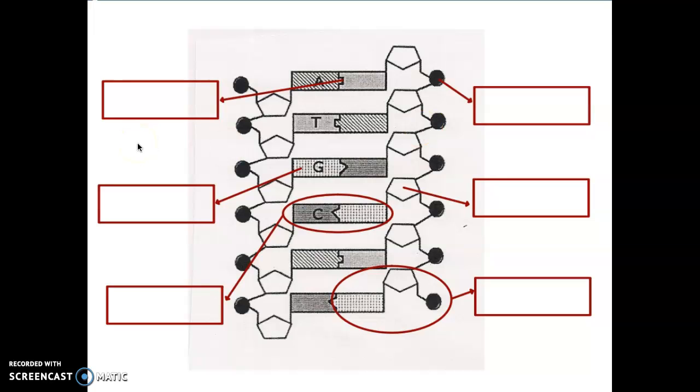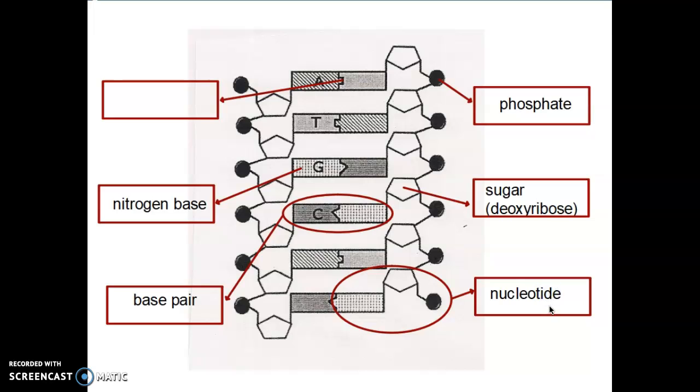Okay, so let me just show you, it doesn't matter what picture you look at, they're always the same. Circles are phosphates. Pentagons are the sugar, which is a deoxyribose. Since this is a G, that tells me it's a nitrogen base. And if this is circling two of them, just like if you have two shoes, we call it a pair. This three-piece thing, the sugar, the phosphate, the nitrogen base, is called a nucleotide, probably the second most important term. And then what holds them together is a hydrogen bond.